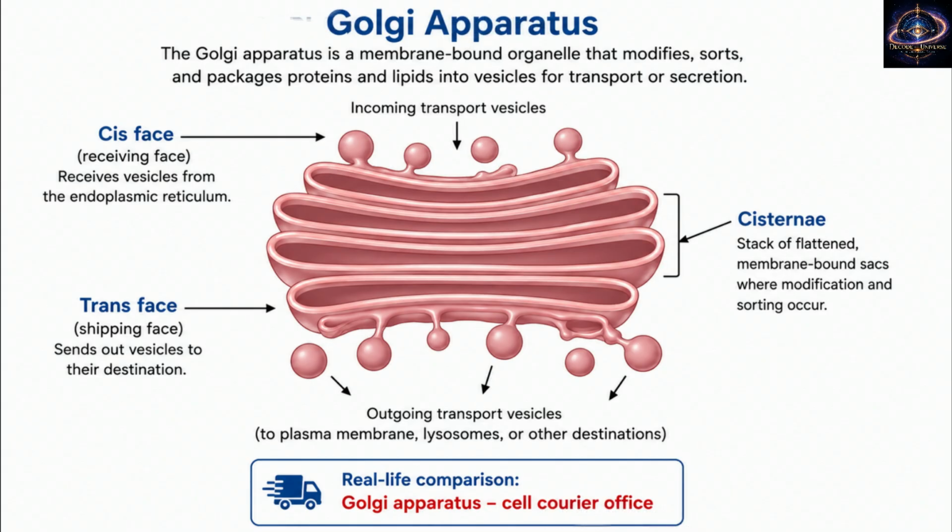Part 24, nucleus. Nucleus is the control center of the cell. It has nuclear envelope, nuclear pores, nucleoplasm, nucleolus, chromatin. Nuclear envelope is double membrane bound. Nuclear pores allow movement of RNA and proteins. Nucleolus helps in ribosome formation. Chromatin contains DNA and proteins. During cell division, chromatin becomes chromosomes.